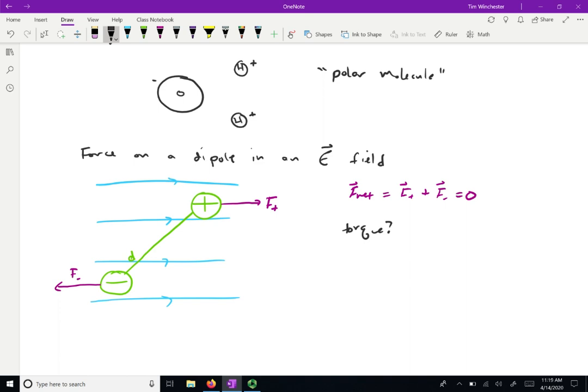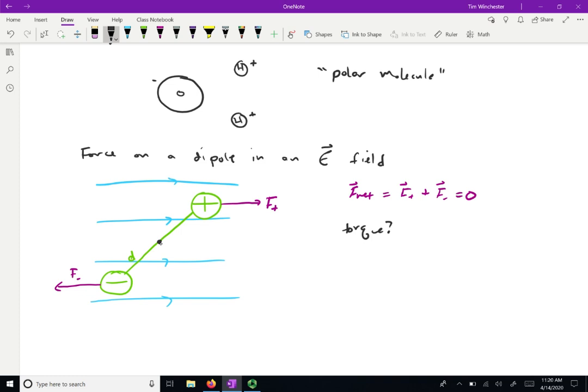So I'm going to calculate the torque around the center. Since there's no net force, I expect the center of mass to stay in the center, although I didn't necessarily tell you what the mass distribution is. So for instance, for the water molecule, the center of mass is not in the center, but that's a detail.